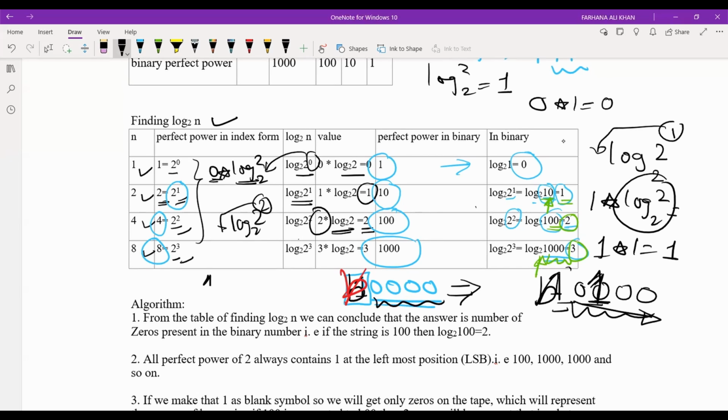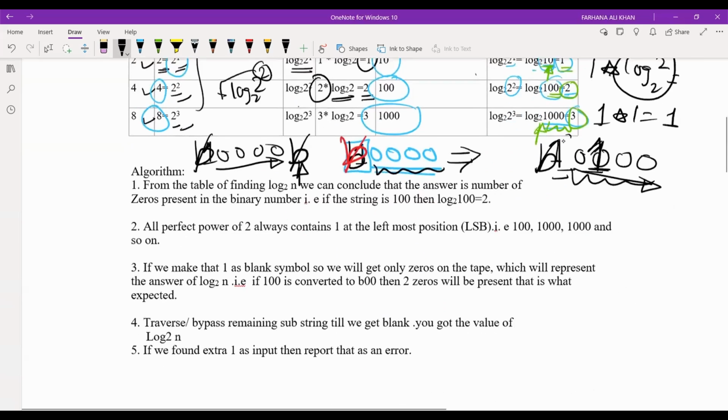Otherwise, after converting the first occurrence of 1 into a blank symbol, we will just bypass all the sequences of 0 and move toward the right-hand side till we reach the end of the string. After getting to the end of the string, we will stop our algorithm.